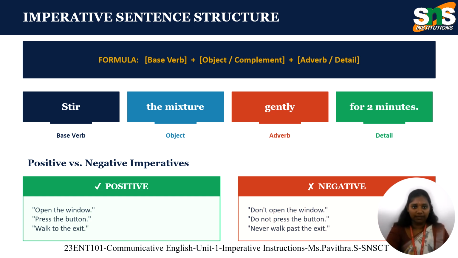Now imperatives come in two forms: positive and negative. Positive imperatives tell you what to do. Open the window, press the button, walk to the exit. Negative imperatives tell you what not to do, and they use don't or do not or never. For example, don't open the window, do not press the button, never walk past the exit. Both forms are essential. One guides action, the other prevents mistakes.